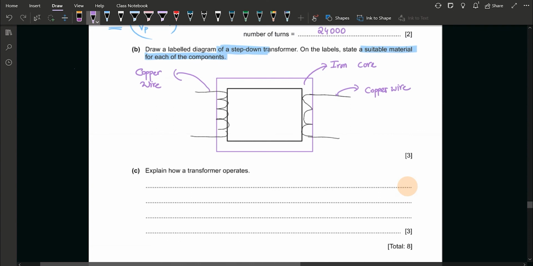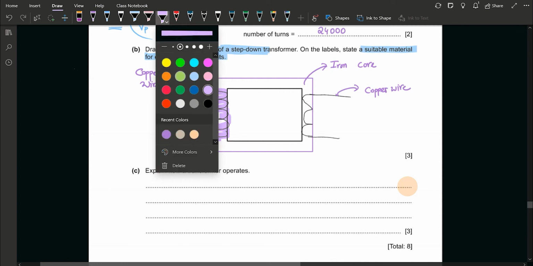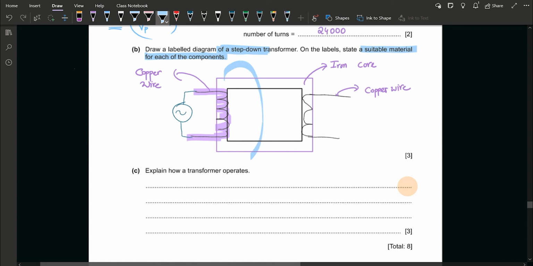So how a transformer operates is, alternating current is applied here on this side, and this is how you label alternating current. And when the alternating current is applied, there is a change in magnetic field over here, and this magnetic field, let's draw this as light blue, interferes with the magnetic field of this coil. So what happens is we get induced EMF on this side.